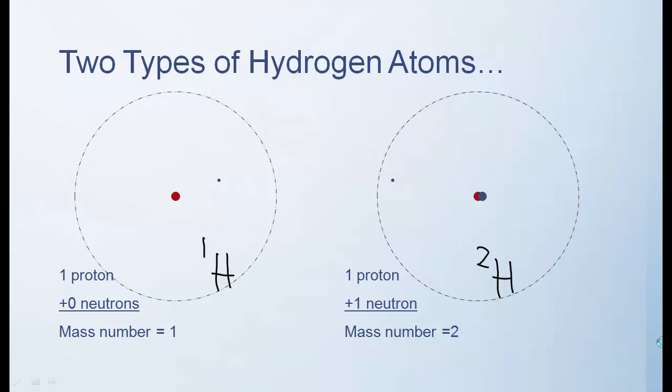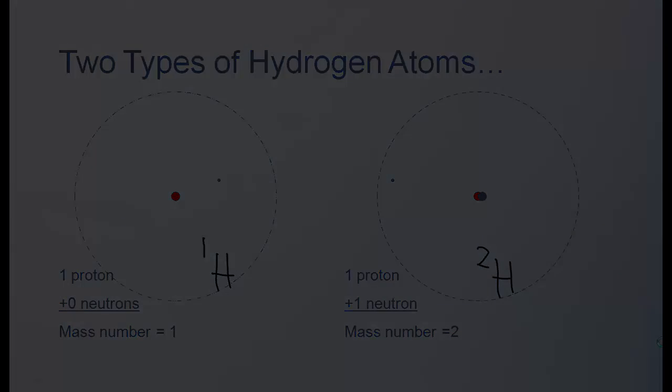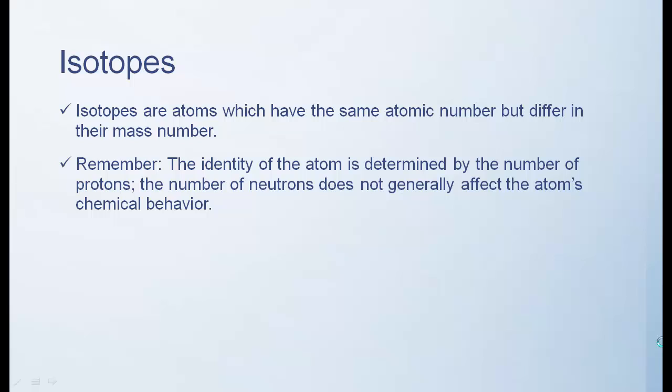And so we see that these 2 hydrogen atoms, contrary to what Dalton had supposed, are not exactly identical in every way. In fact, they're going to have a different mass. They're going to behave the same chemically, just with different masses. This case in the previous slide, hydrogen 1 versus hydrogen 2, is the first case that we are seeing of isotopes.